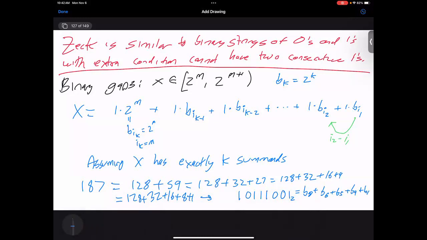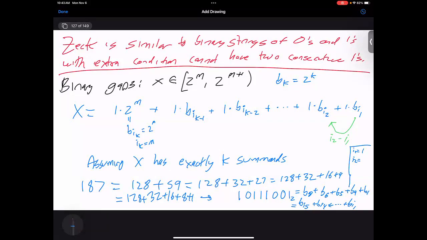But now let's write this in terms of summands. How many summands do I have here? It's B8 plus B6 plus B5 plus B4 plus B1. How many summands are there? 5. So what would the value of K be? 5. So we would have this as BI5 plus BI4 plus dot dot dot plus BI1. And here, what would I1 equal? It would be 1. What would I2 equal?